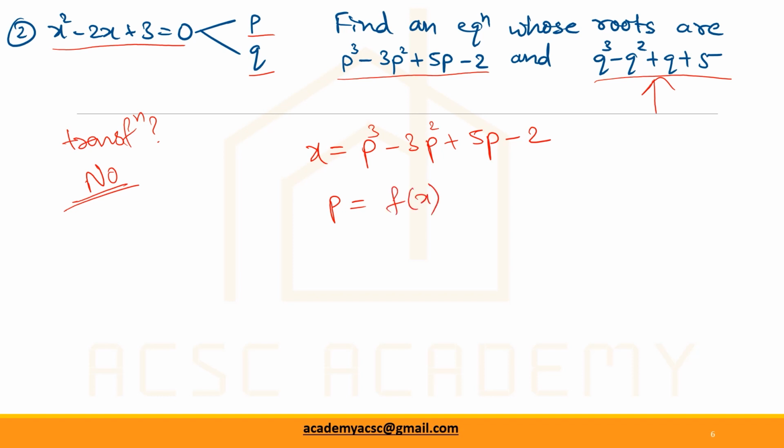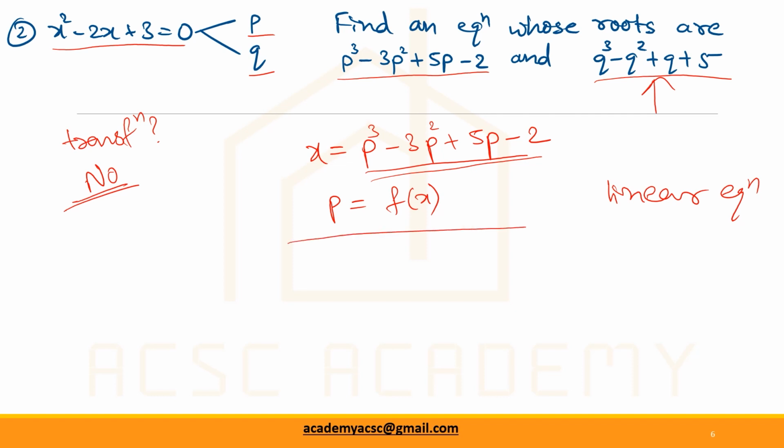Here, can you do that? Not possible, right? In the previous question, there was a linear equation, so we could easily simplify it and write p as a function of x. But here it is such a dirty thing. It is a cubic equation in itself. There is no way we can easily find out p as a function of x. So here we will definitely not go with this particular method.